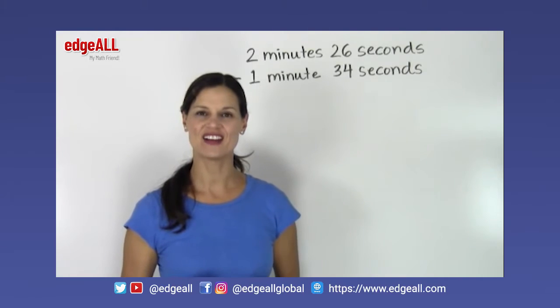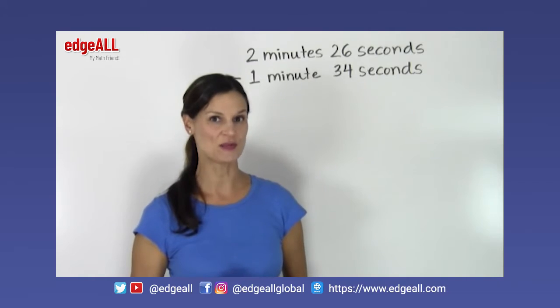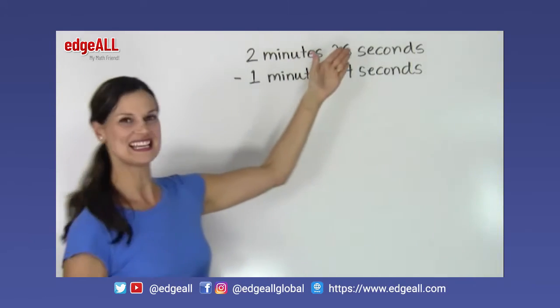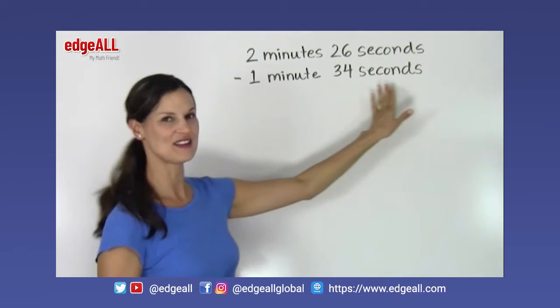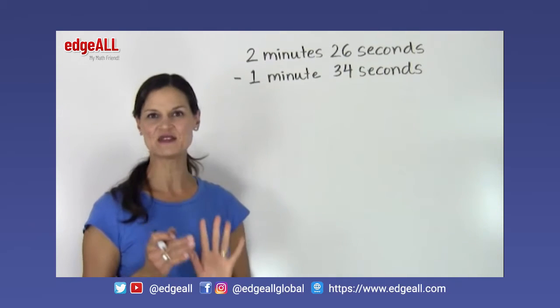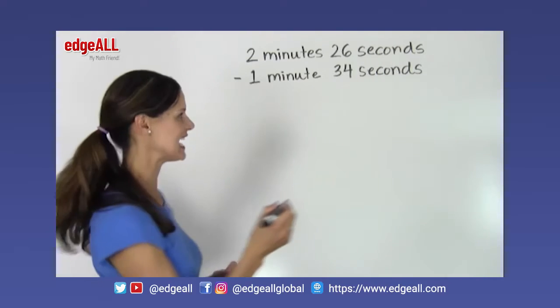Now let's solve a subtraction problem in which we will need to borrow. So our problem is 2 minutes, 26 seconds minus 1 minute, 34 seconds. So let's start by writing this vertically, and we're going to just slightly abbreviate our minutes and seconds.